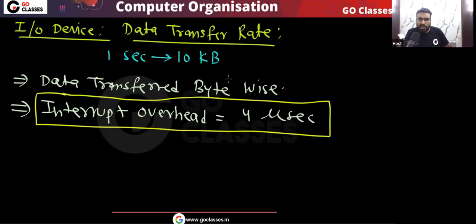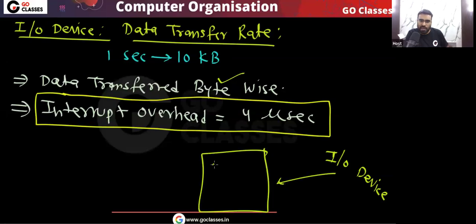Interrupt overhead is 4 microsecond. And remember, we are transferring data byte-wise. See, what this statement will mean, let me tell you. From the IO device, 1 byte will come. This is your IO device, and it will give you 1 byte. When the 1 byte comes to the interface, this is your interface.